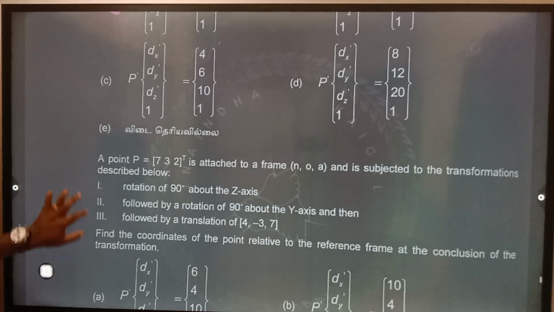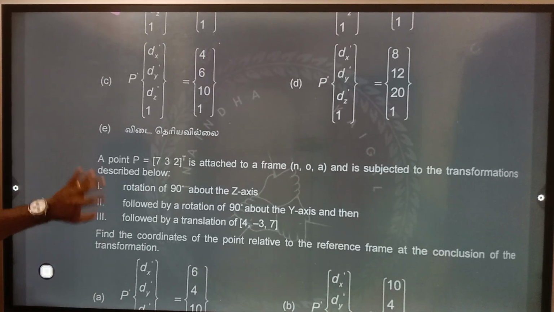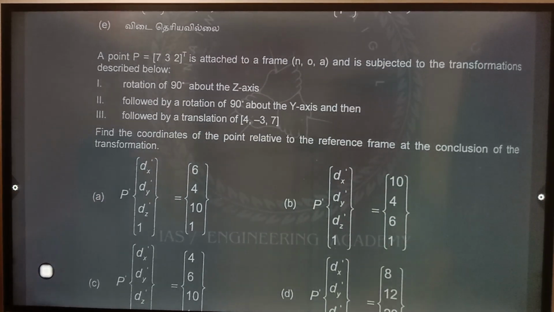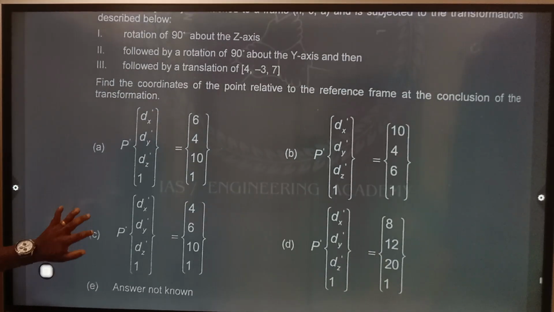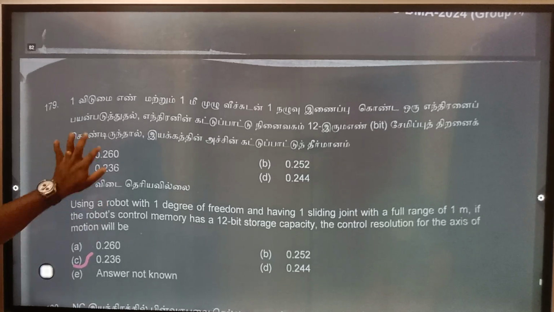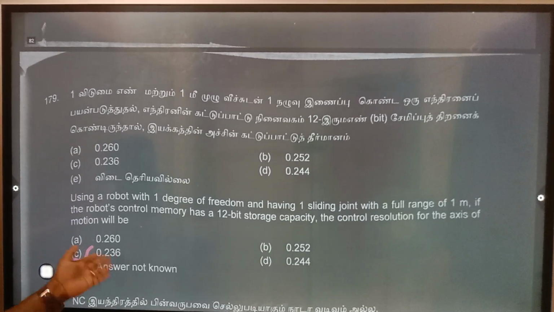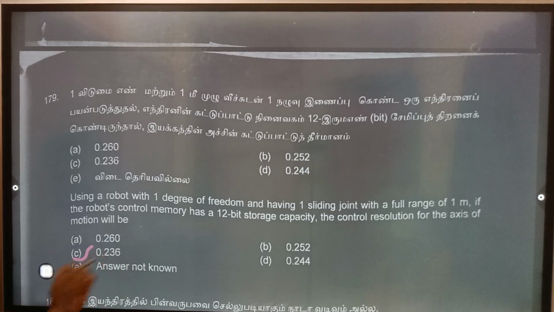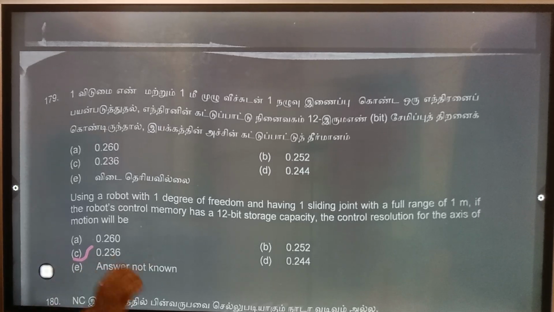A point P. Transfer A is the answer. 179. Using a robot with 1 degree of freedom and having 1 sliding joint, the answer is 0.236. Control resolution 0.236. C is the answer.